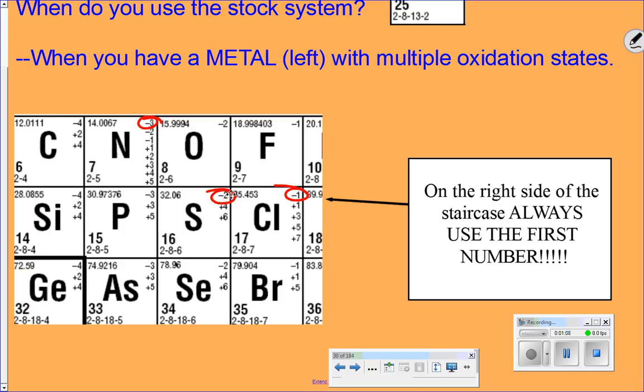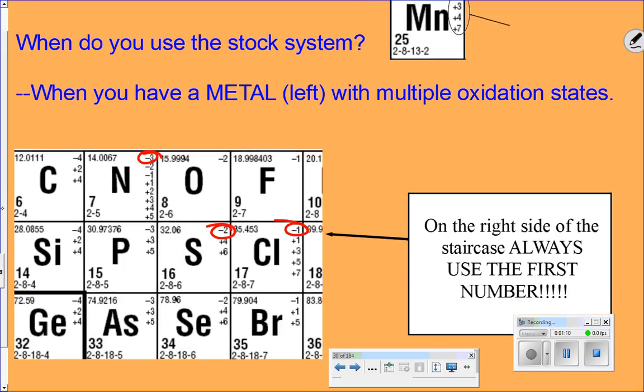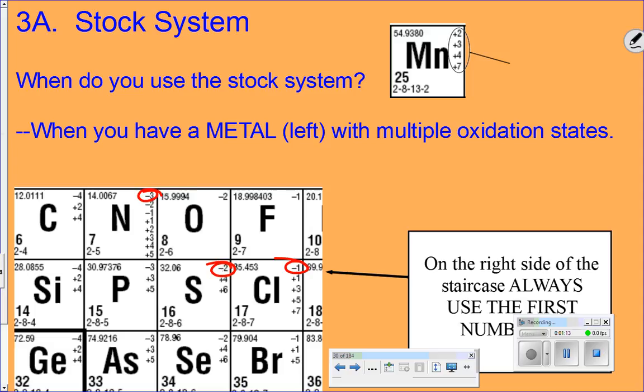But we can use different charges from elements on the left side. So you could have a case where you do have to use the +3 charge for manganese. And we have to have a way of communicating that with people.